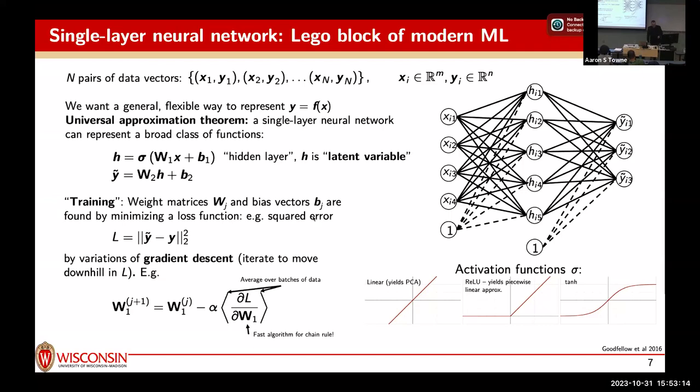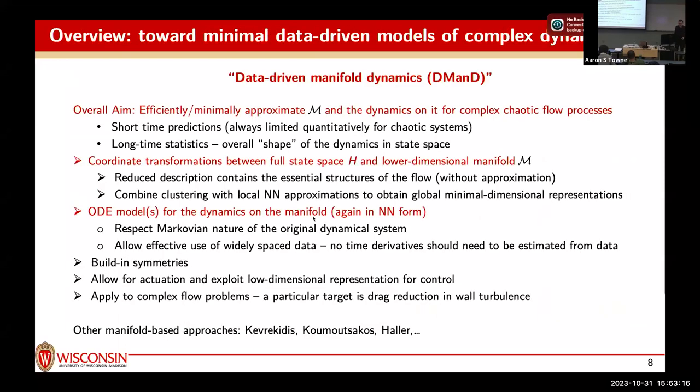Okay. All right. So what are we going to do? This is sort of the manifesto that describes the approaches that we're going to take. We want to take data sets and find a representation of the surface where that data lives. As a practical matter, that means finding a coordinate transformation between the original state space and this surface, okay? And then another coordinate transformation that takes you back from that surface to the original variables, right?